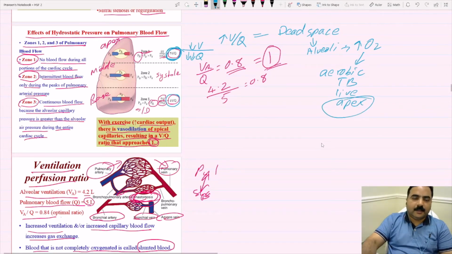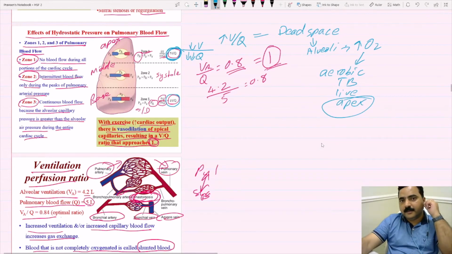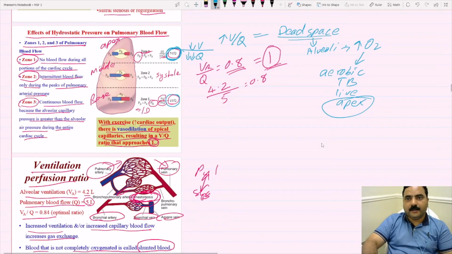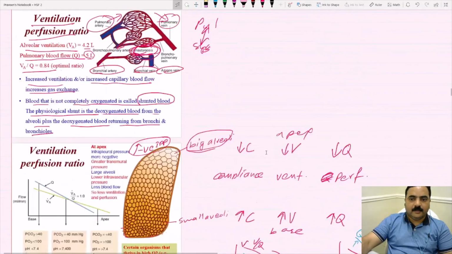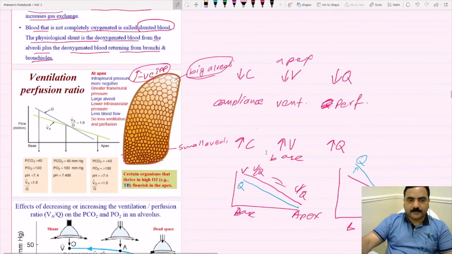Because in the apex there is more V by Q ratio, and that means there is very less perfusion. Because of the less perfusion, you are creating more dead space. That means the blood is not coming over there, the oxygen comes and stays over there, and this oxygen is used by the aerobic bacteria like TB bacteria to live over there. Hope you understood this concept.